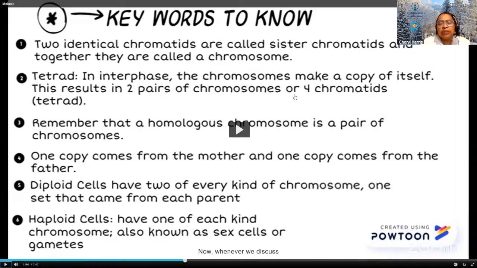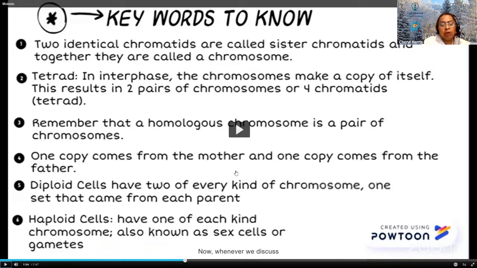Okay, tetrads. In meiosis, we're going to form 4 before we form 2. So you have to remember these numbers. 2 pairs, each pair has 2, so that's 4 chromatids. Homologous means they're the same, so the information on each one is the same. The ones that line up that are joined together are homologous chromosomes. You get 1 copy.